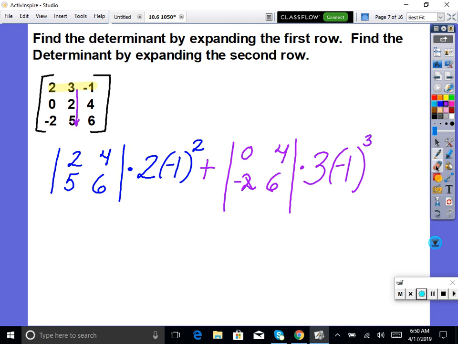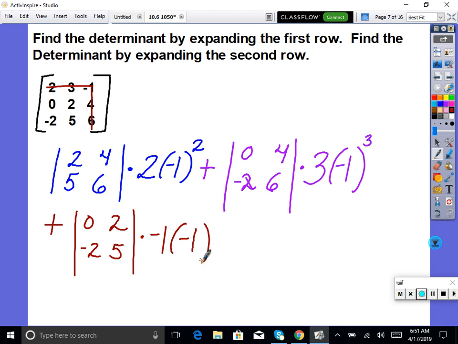Okay, let's go on. We're doing first row, so now we're going to eliminate our first row, third column. So plus our minor of 0, 2, negative 2, 5, times by our constant, which would be negative 1. Then times by negative 1 raised to the, isn't it even? Positive. So you can write even, or it would be 4, because 1 plus 3 is 4. And that's all.